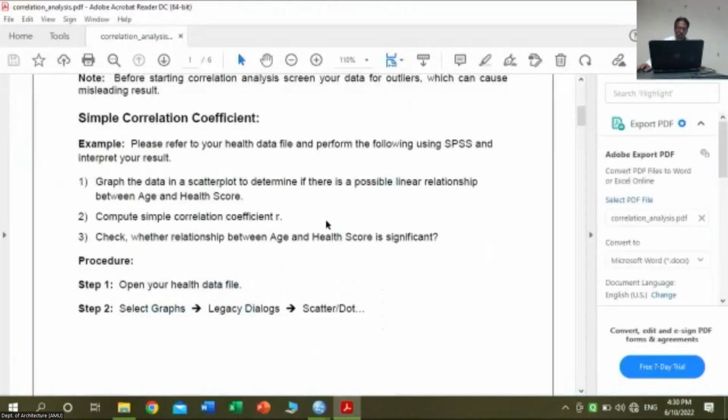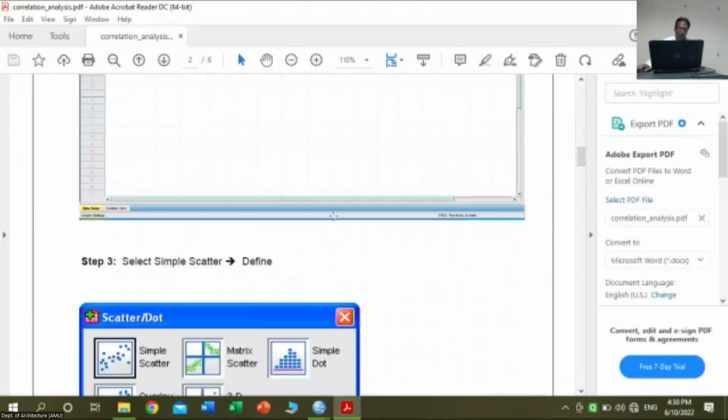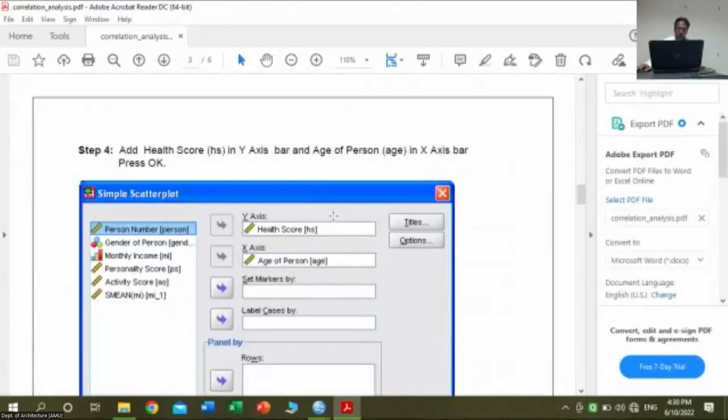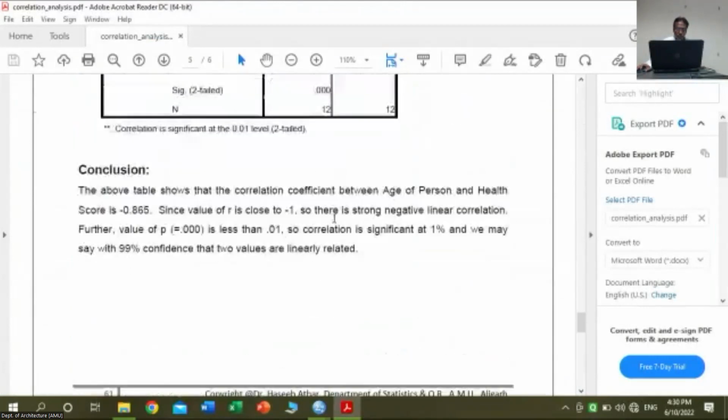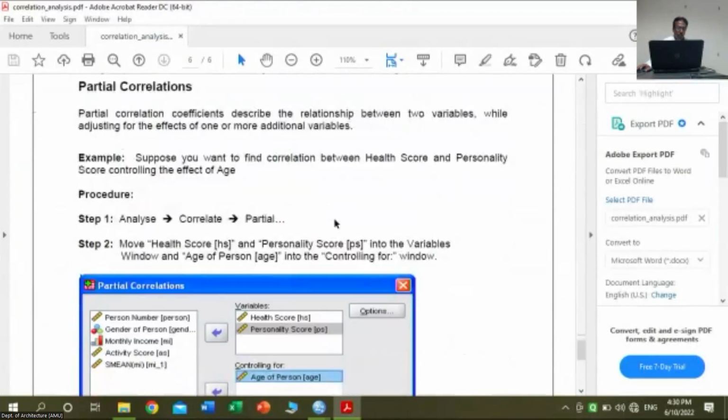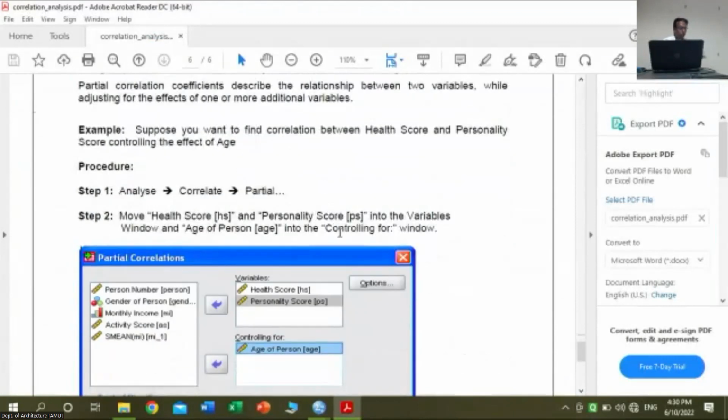Next is the partial correlation. Partial correlation.